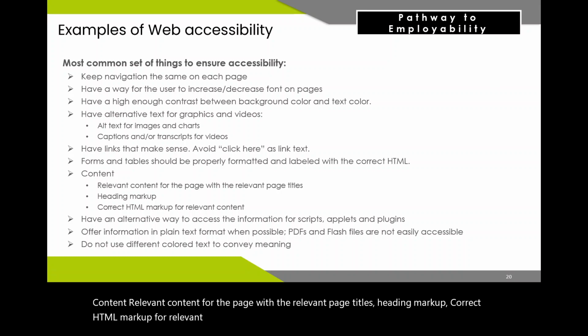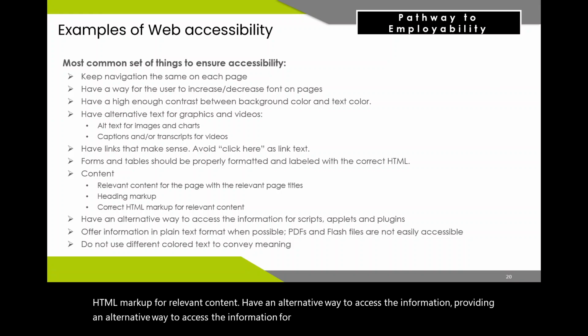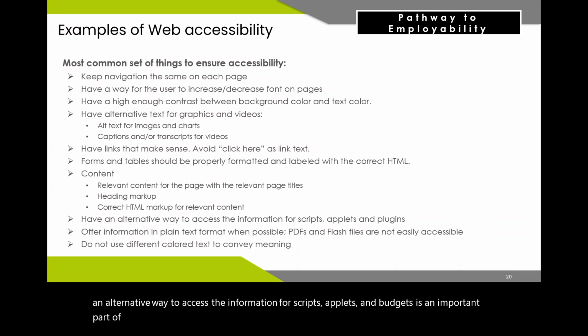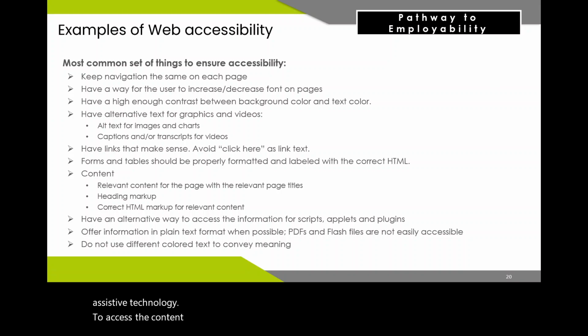Have an alternative way to access the information for scripts, applets, and plugins. Providing an alternative way to access the information for scripts, applets, and plugins is an important web accessibility practice because it enables users with disabilities, such as those using assistive technology, to access the content of the website even if they are unable to interact with these technologies.